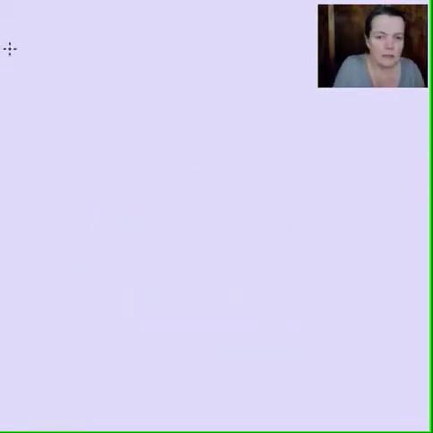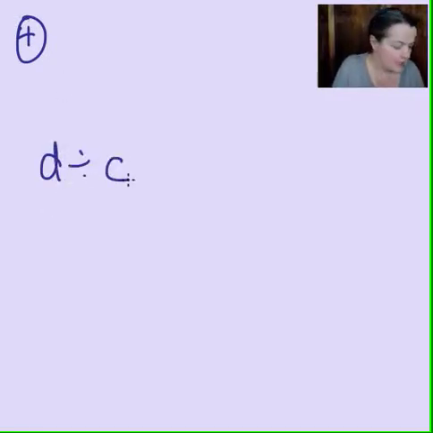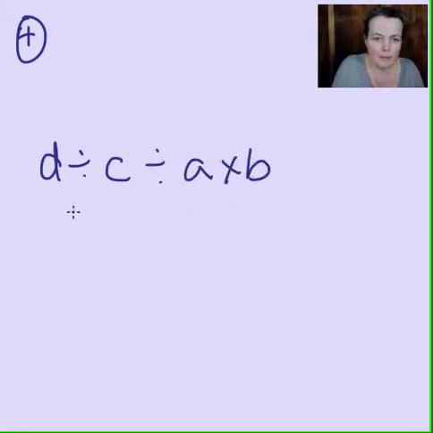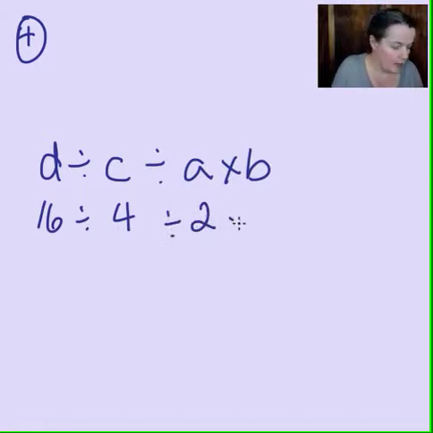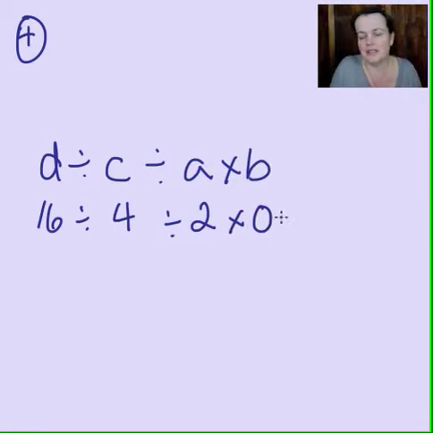Oh, I should be writing the numbers up here, shouldn't I? 4. So we've got D divided by C divided by A times B, and we know that D equals 16. We know that C equals 4, A equals 2, and B equals 0. Something times 0 equals 0. So if we're in a hurry, just do that. We'll trundle our way through.